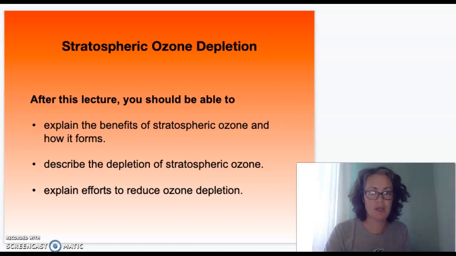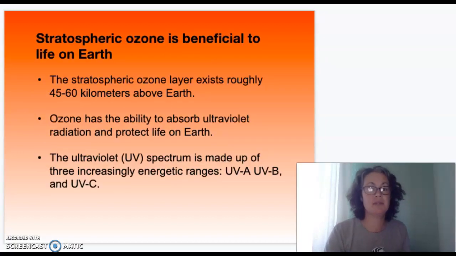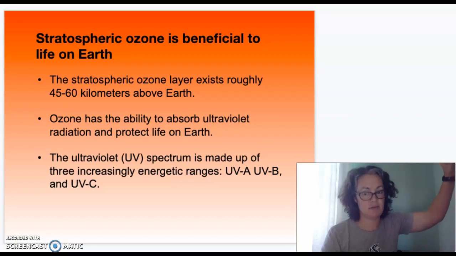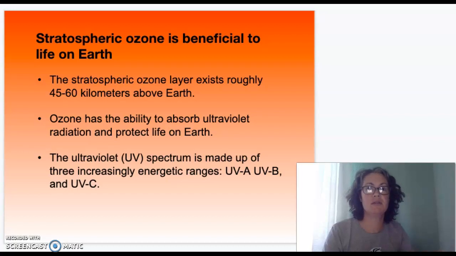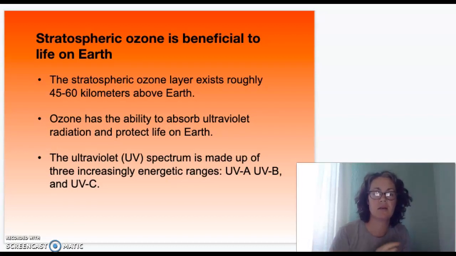So stratospheric ozone is in the stratosphere. It is beneficial. We talked about ozone in the troposphere, how it is an irritation to lungs and breaks down the protective lining or layer on plants and causes some plant damage. But stratospheric ozone, so not in the troposphere but in the stratosphere, accumulates roughly 45 to 60 kilometers above the Earth. And it has the ability to absorb ultraviolet radiation and protect life on Earth.